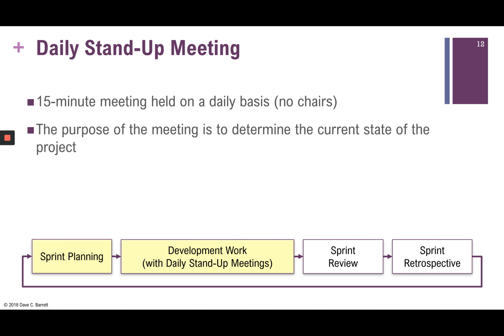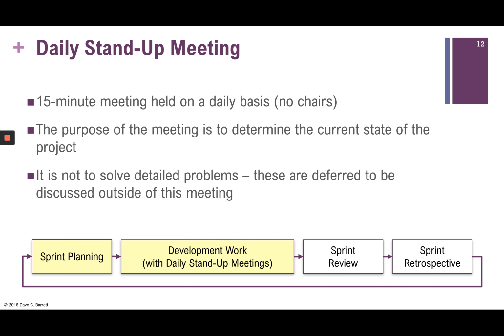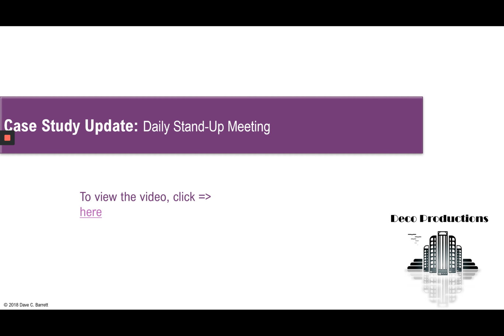The purpose of the meeting is to determine the current state of the project. So it is a daily checkpoint of how the project is doing. It is not to solve detailed problems. These are deferred to be discussed outside of this meeting. So at this point, if you would like to pause this video again, go to the textbook on page 203 and read the case study update, daily stand-up meeting. So come on back here when you're done.